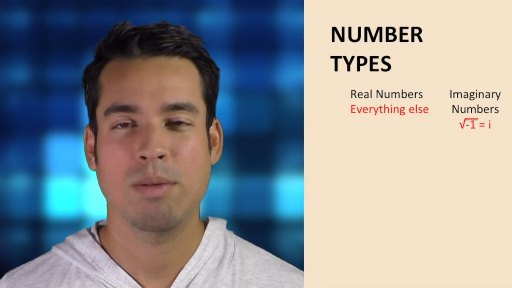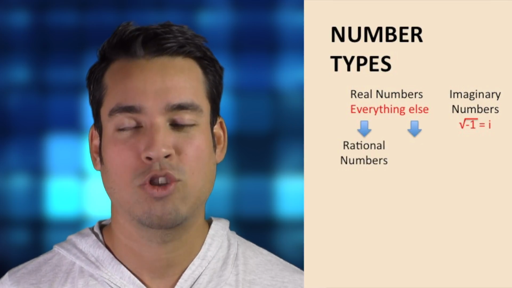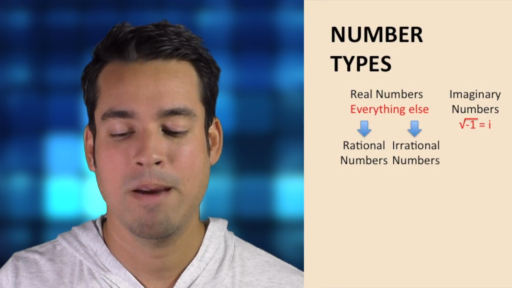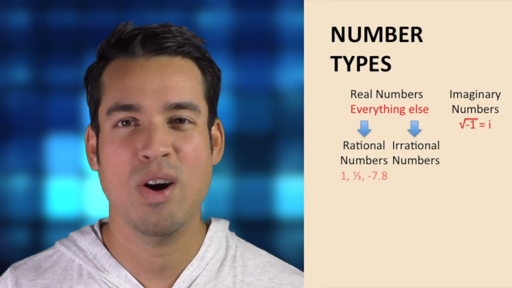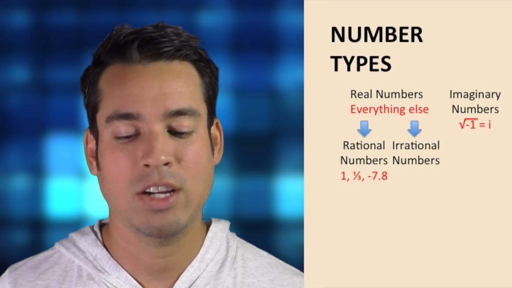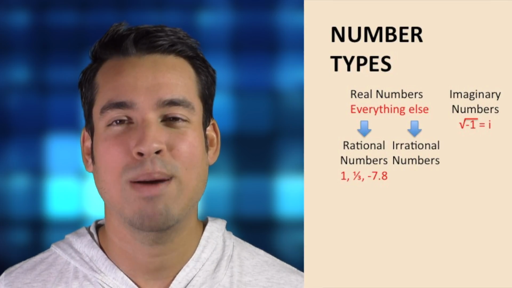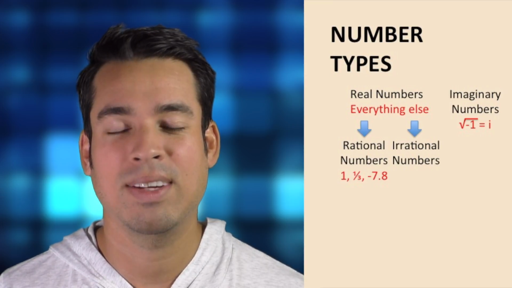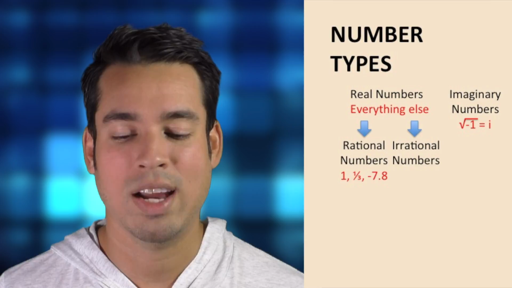Real numbers can be broken down into two other categories: rational numbers and irrational numbers, or non-rational numbers. But what is a rational number? A rational number can be an integer, it can be a fraction, it can be a decimal. But basically the idea is anything that can be represented as a ratio or as a fraction. If it cannot be represented as a fraction, it is an irrational number.